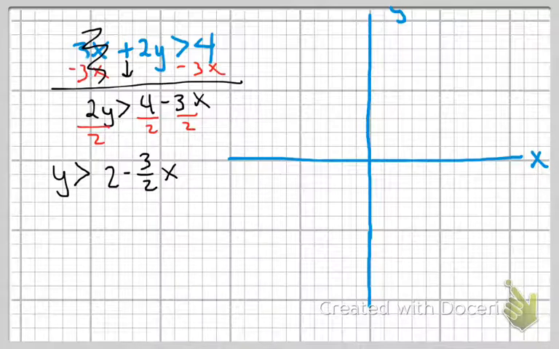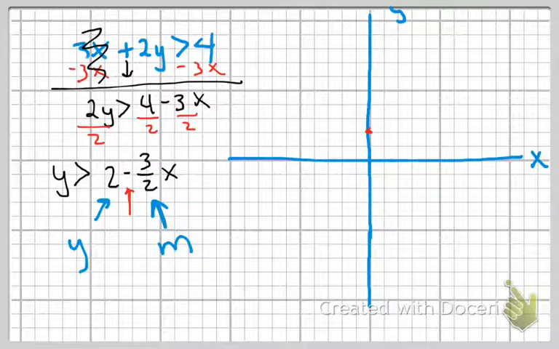Now how do I graph this? The first thing I do is use the y-intercept. If you remember in the previous video, the y-intercept is the one that's by itself, and the slope is the one with the x. So I'm going to go where the y-intercept is, positive 2, and put a little dot there. That's the y-intercept. Now I notice that the slope is negative, so my line is going down.